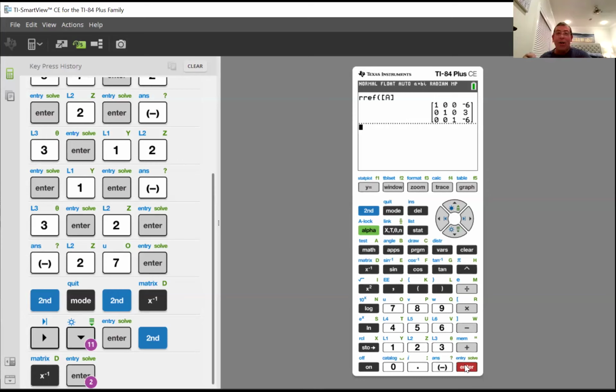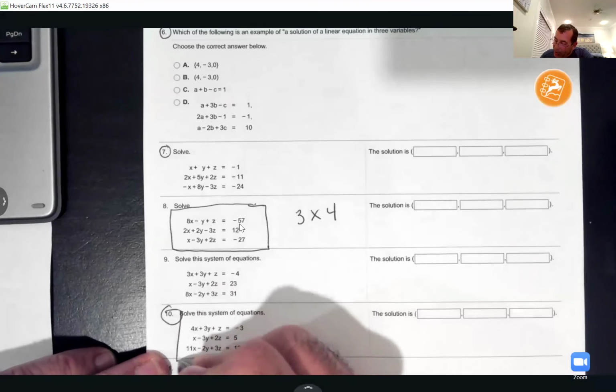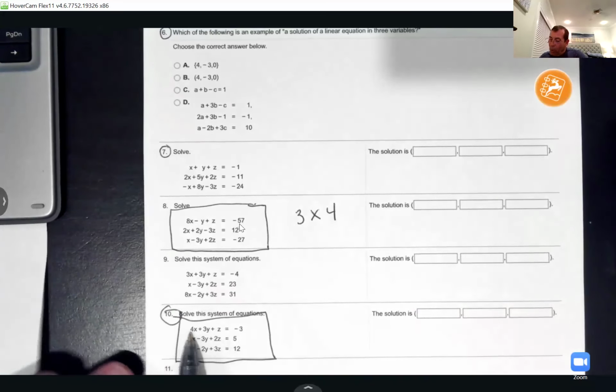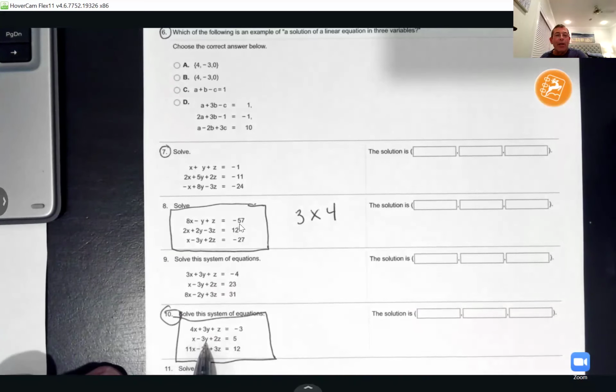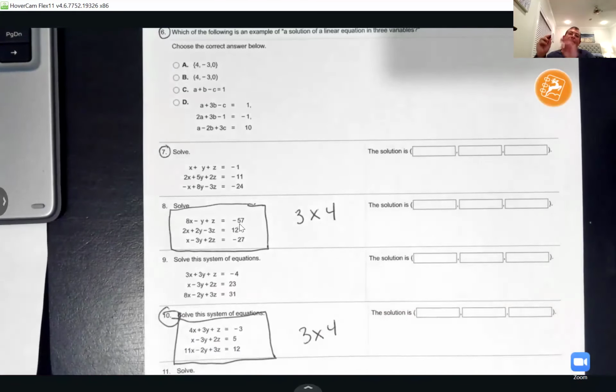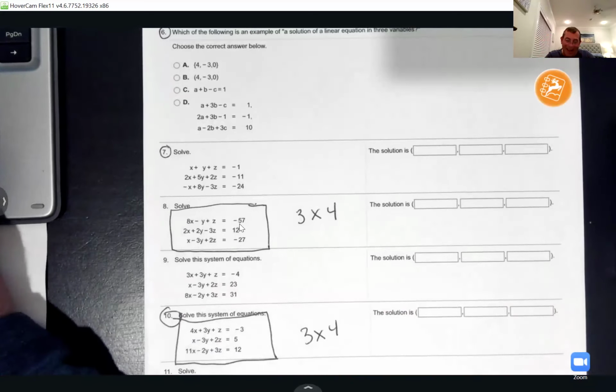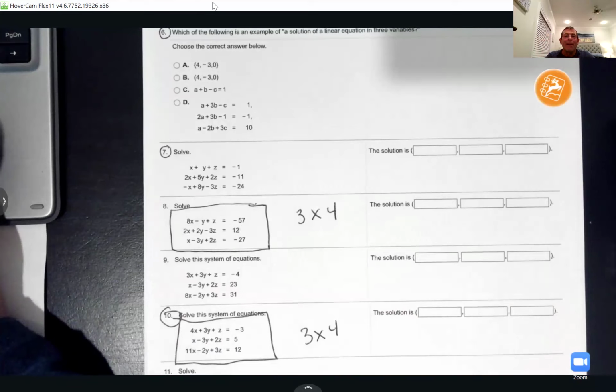So I'm going to do my number 10, and let me show y'all this. Let me see what my chat's saying. So let me do number 10. So this number 10 here, I'm going to do this one. So 4, 3, 1, -3, 1, -3, 2, 5, 11, -2, 3, and 12. I still got it 3 by 4. And anytime you got 3 variables, it's going to be a 3 by 4. All right, y'all. So let's go put that in. Let me find my cursor. All right, so I'm going to clear everything off.